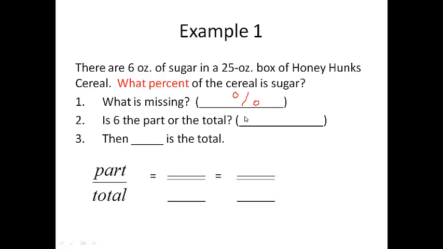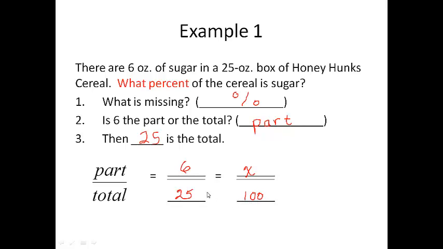So is 6 the part or the total? Well, that's just the part. The whole thing is 25 ounces. 6 ounces is the part. So that means that the 25 is the total. So here's how we're going to write this. We've got 6 as the part over 25 as the total equals, and since we don't know what the percent is, we're going to put that as X over 100.